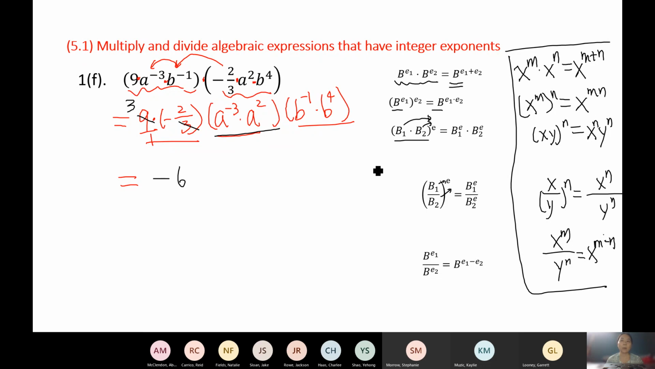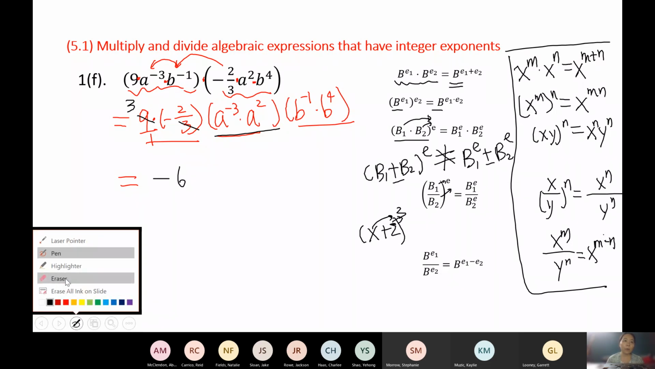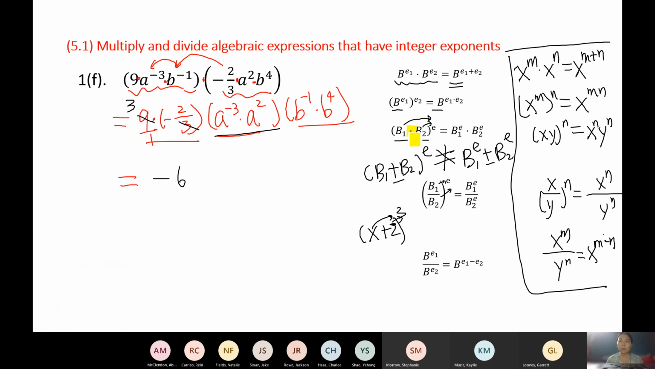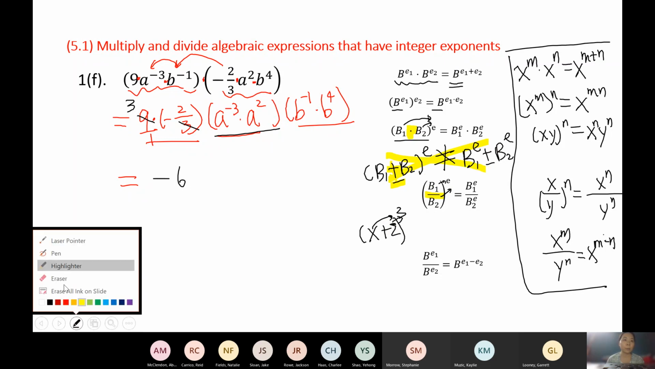Again, if I change it to plus or minus, please don't raise each of them to the exponent. This is wrong. Okay, one more time. On the first exam, some students tried to do that. That's incorrect. Just like we had the question x plus 2 to the 3rd. You cannot just say, I do x to the 3rd plus 2 to the 3rd. That's incorrect. Look at the formulas we have. All of them involve multiplication or division. There's no formula for addition or subtraction. So don't use that formula.